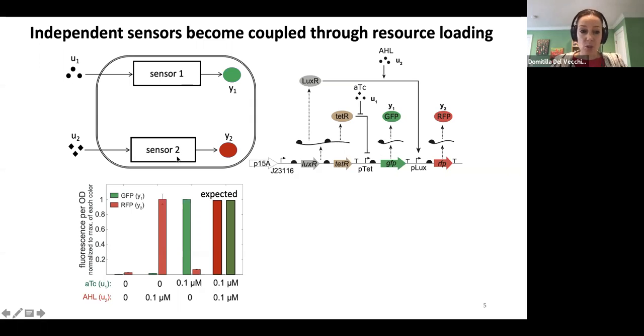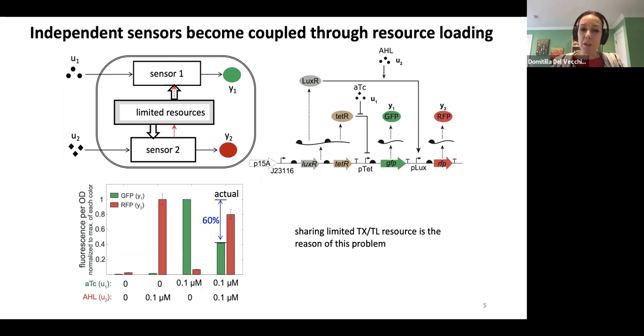So given the independence of these two sensory paths, what you would expect is that when you have only U1, you will have green. When you have only U2, you have red. And when you have both together, you expect to have both green and red. If you do the experiment, however, that's not what you find. You find that there seems to be some crosstalk where one sensory path is affecting the other. In this talk, I will try to convince you that many of these problems can be explained by accounting for the fact that these circuits are sharing resources that are limited. And I will specifically address transcriptional and translational resource sharing.